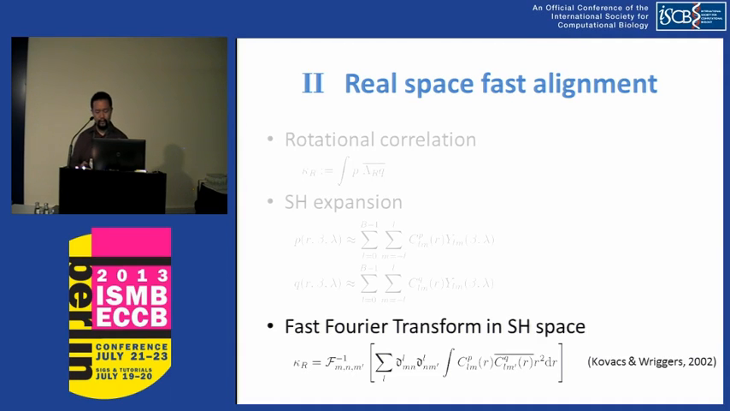Then we can find the local maxima of the correlations, which correspond to a small set of rotation angles. Then we use these candidate rotation angles, and we examine each of them using fast translation search to get the optimal alignment.